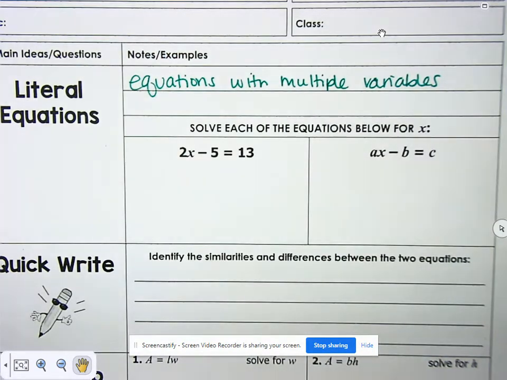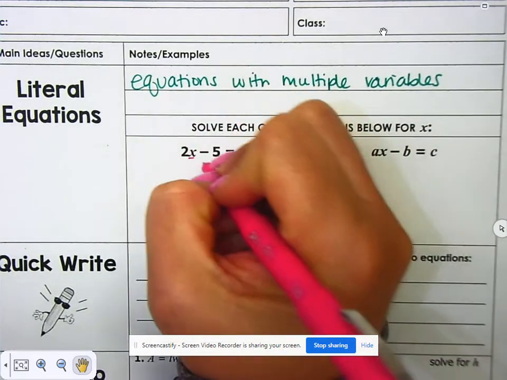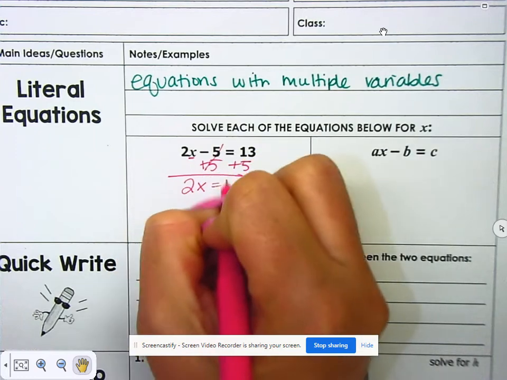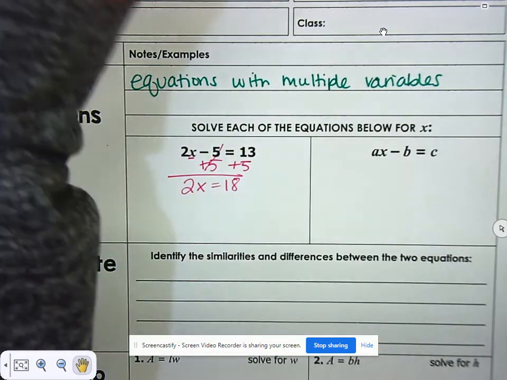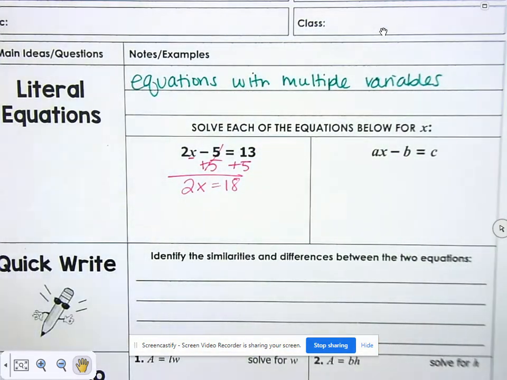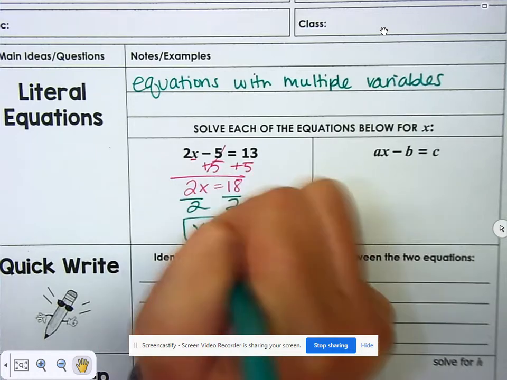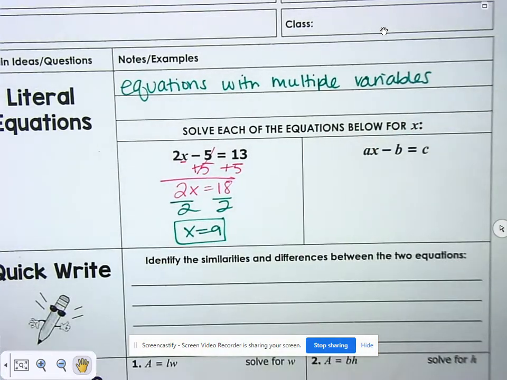All right, so we're going to solve the left side of this just like we would normally solve it. I'm trying to get x by itself, so I'm going to move my 5 first. And then I'm going to divide by my 2. And x is going to equal 9. So we're going to apply those same steps to the right side.